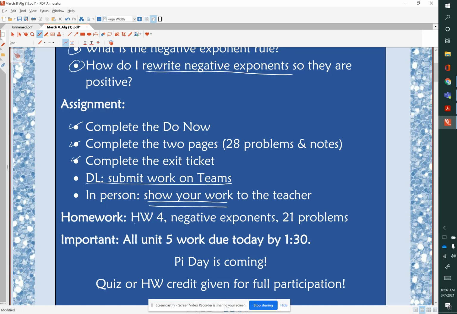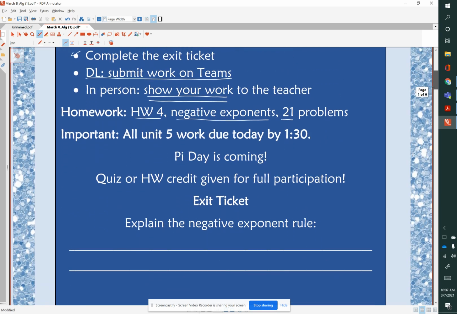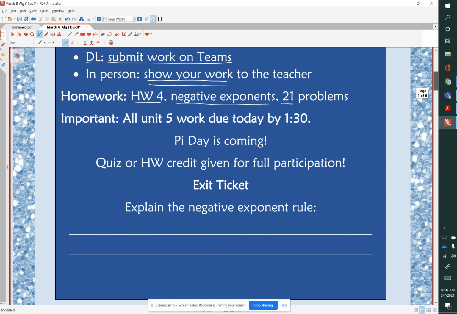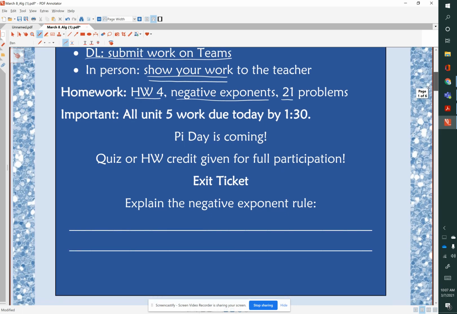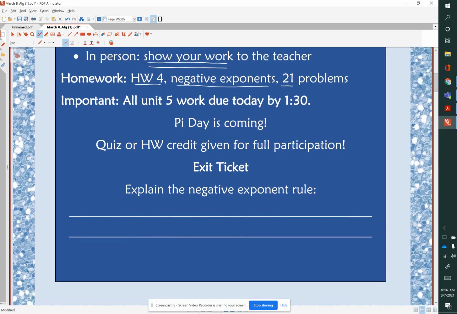Okay, for homework, we have homework 4, negative exponents, that are 21 very short problems. I believe it's 1 page. All Unit 5 work, we're in Unit 6 now, is due by 1:30 today. And remember, extra credit for that Pi Day contest.